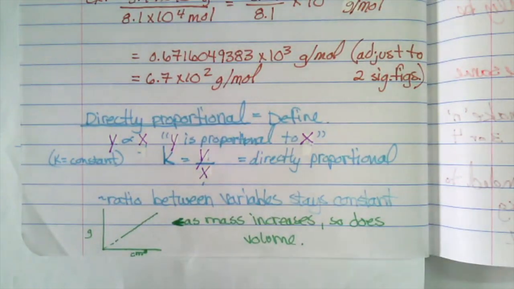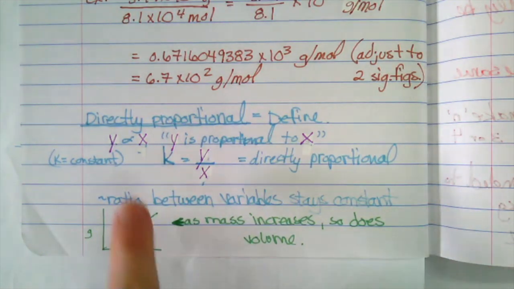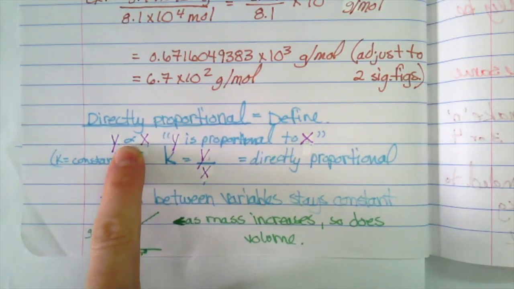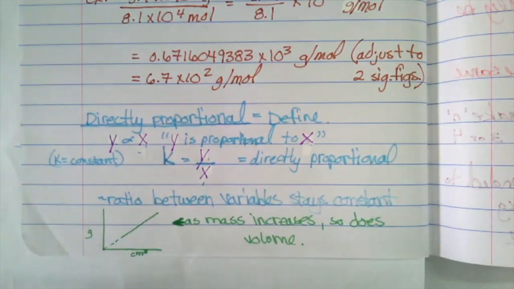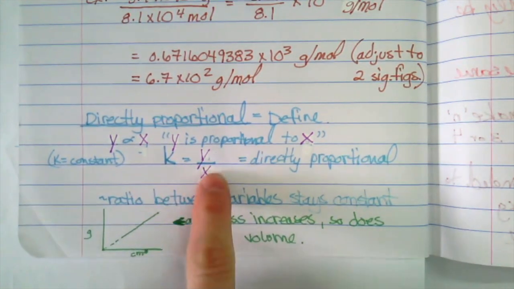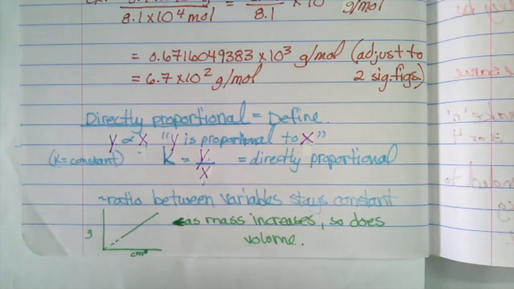2 more things. Define directly proportional. This is how that would look. Y, the symbol means proportional to x. K is a constant, so y is directly proportional to x in this equation, which means the ratio between the variables stays constant, stays about the same. So as one increases, the other also increases. Or if one decreases, then the other will decrease as well. And you can see that here in our graph. As grams increase, so do our centimeters cubed, our volume.